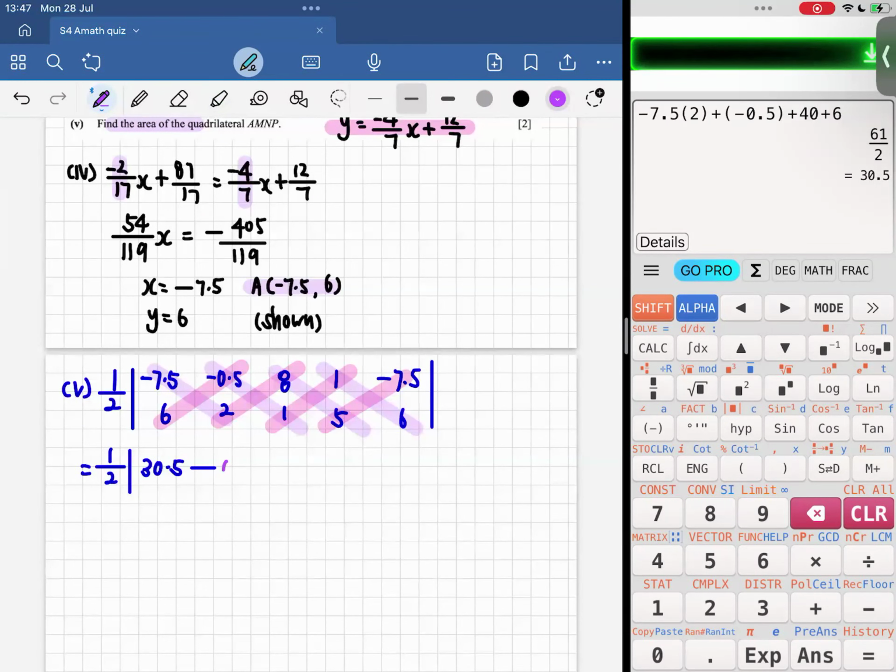So 6 times negative 0.5 is minus 3. Minus 16, minus 1, minus, what is 7.5? Negative 7.5 times 5. Then negative. You saw that? Okay, so for negative one, just be extra careful from there. Okay, so now I can finally press my calculator. I hope I get a nice number. 30.5 plus 3 minus 16 minus 1 plus 37.5. So this is 54. What's half of 54? 27.